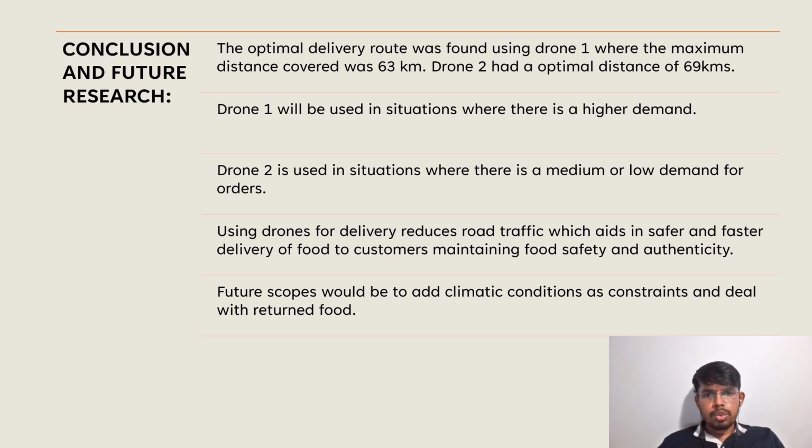Using drones for delivery reduces road traffic, which aids in safer and faster delivery of food to customers, maintaining food safety and authenticity. Drones travel from point to point, which naturally reduces the distance compared to traveling by road, and using effective routing options we can make it even better for the future. The future scope would be to add climatic conditions as a constraint and deal with returned food, which would be a great job if done successfully.